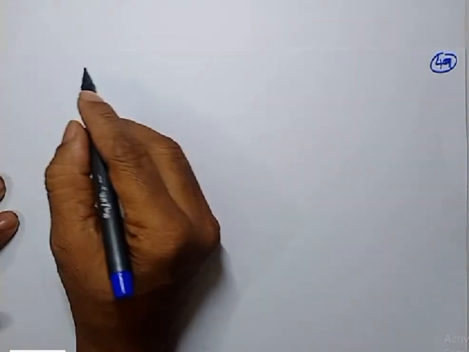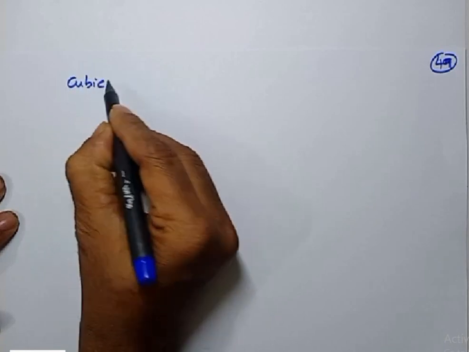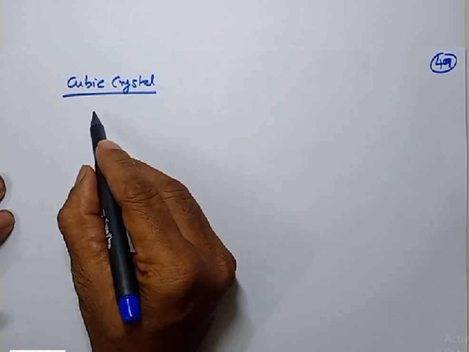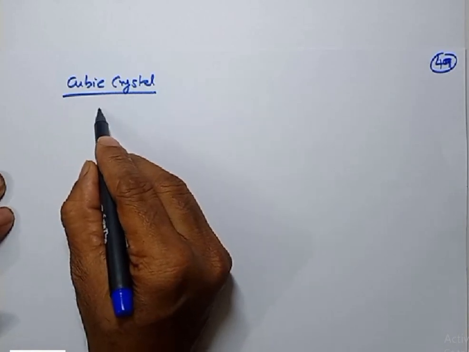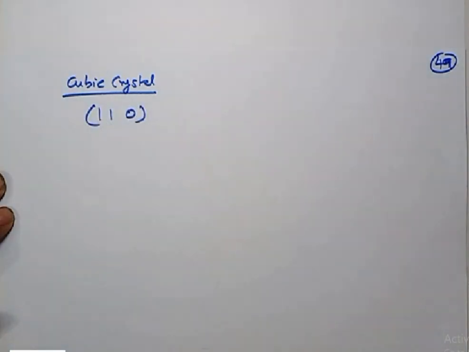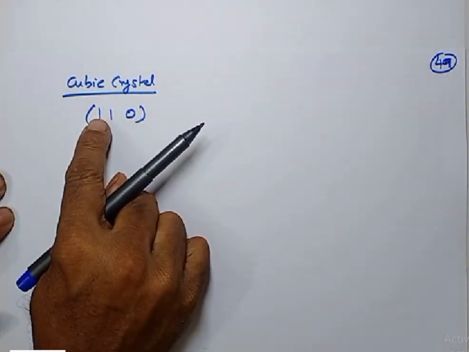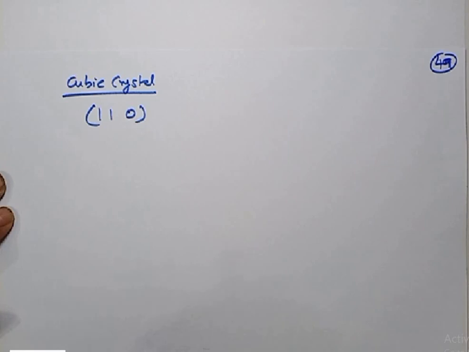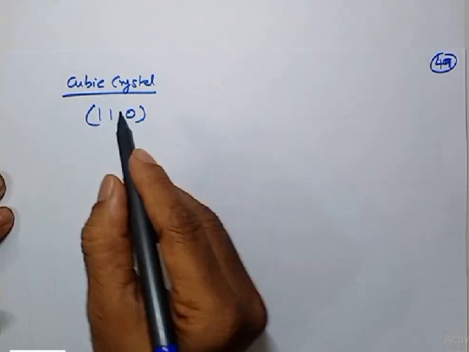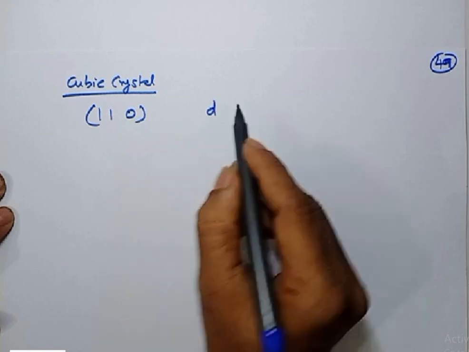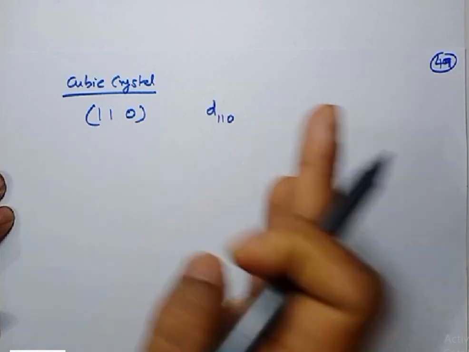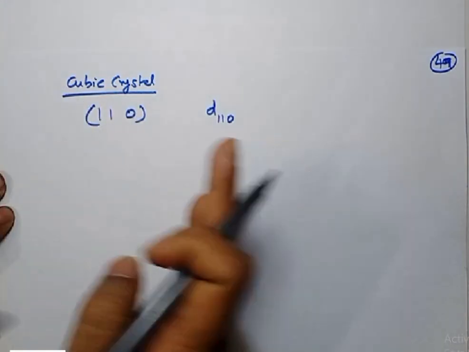Suppose, for example, I take some cubic crystal, and it has some plane, say the 110 plane. The 110 plane means it cuts the x-axis at 1 unit, the y-axis at 1 unit, but it is parallel to Z. Now this is the HKL value. Now we need to find the interplanar distance between 110 planes. I have a 110 plane, another 110 plane, another 110 plane, which are all parallel. What is the distance between them?